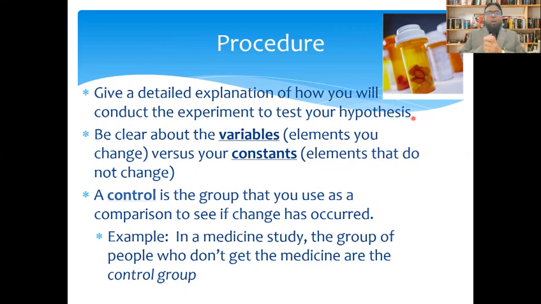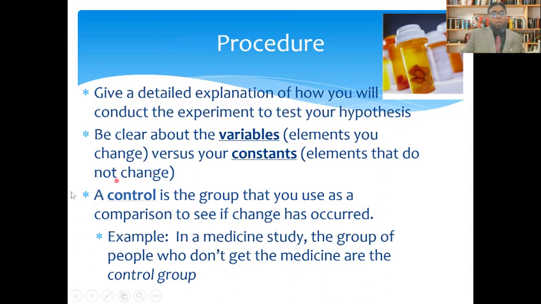But be clear about the variables: the elements you change versus the constant elements that you do not change. That means which one you are changing and which one you are not changing, which one is the independent variable, which one is the dependent variable, and which one is the control variable. This is very important. If you care about the variables, your experiment will be good, your result will be reliable, and your hypothesis is going to be rectified.